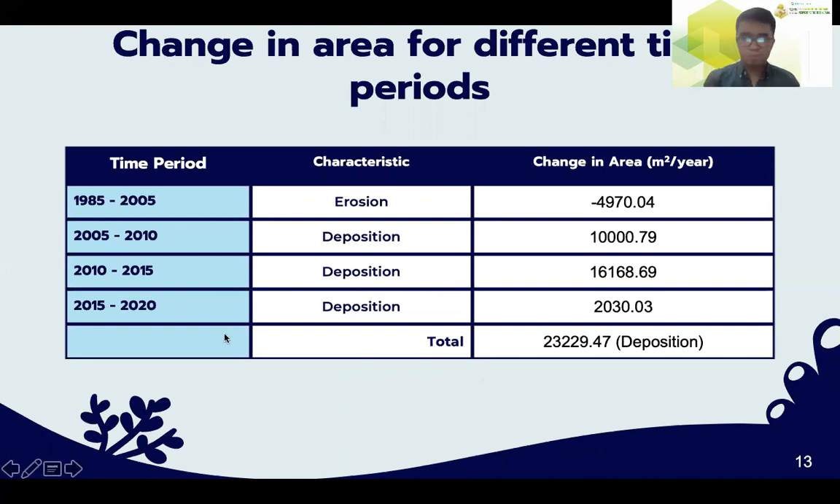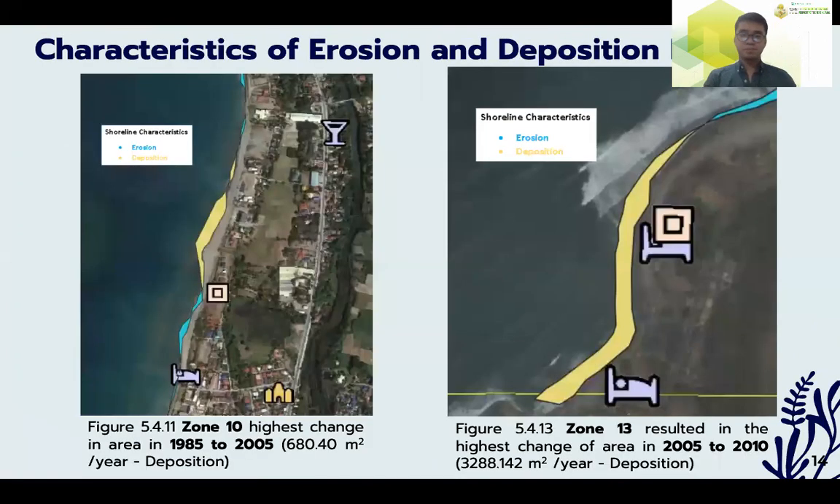From 2005 until the latest data, 2020, as you can see in the three intervals, you can see a deposition characteristic. So in here, a change of area, an increase of 10,000 square meters per year. In here, 16,000 square meters per year. In here, 2,000 square meters per year. And a total change of area of 23,000 square meters per year, or like what was mentioned earlier, shoreline characteristic of deposition throughout the time period.